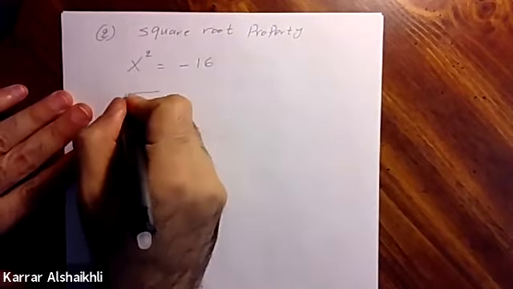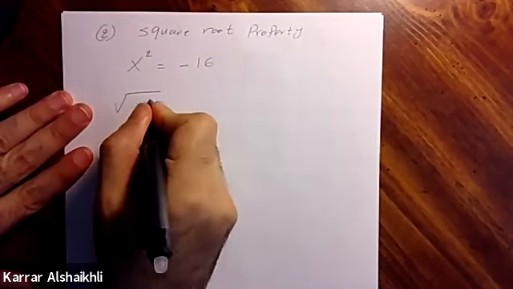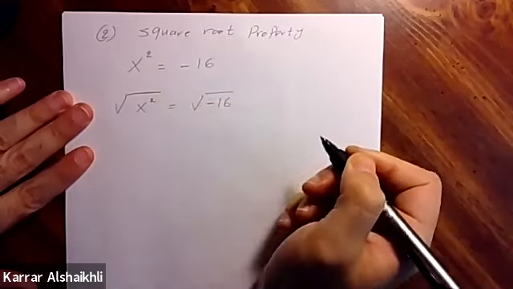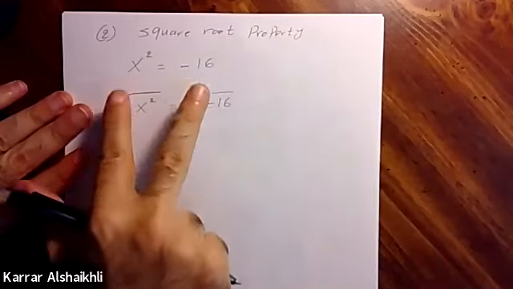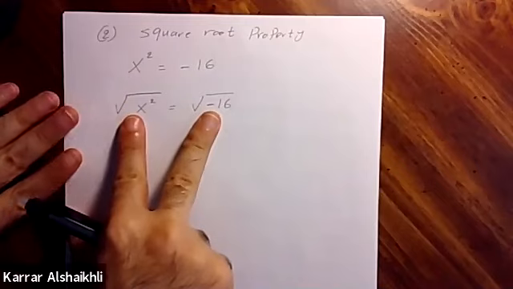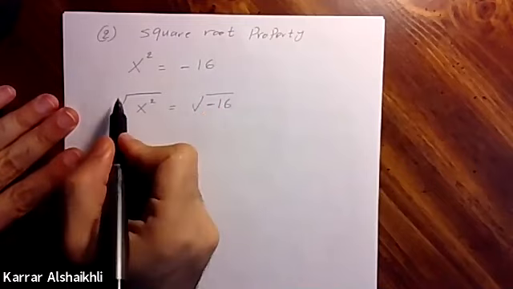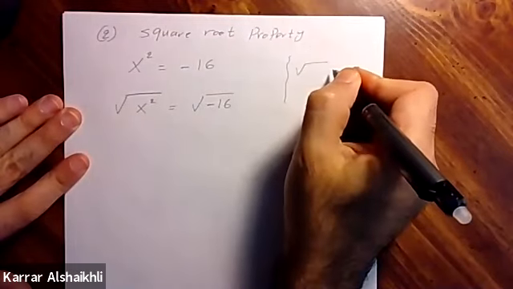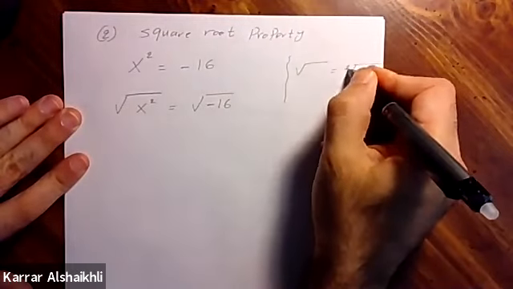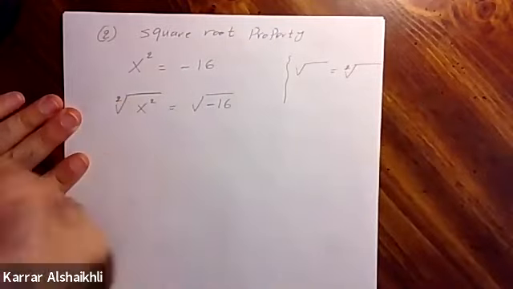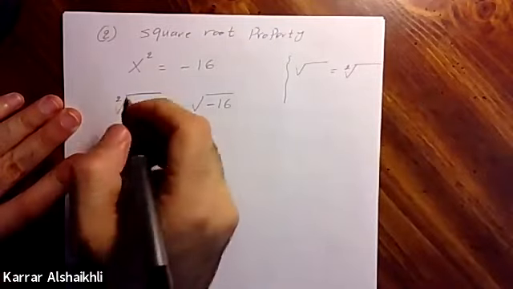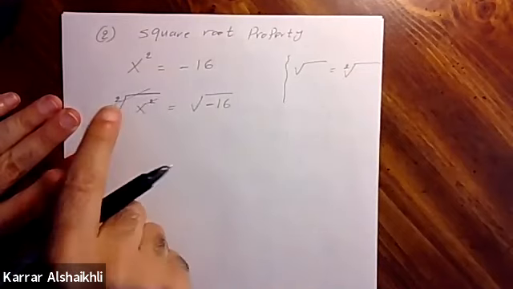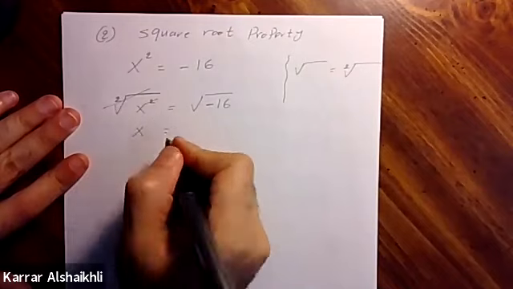That means it's going to be the square root for this side equal the square root for the second side. On this side, if you remember, when there is no root number, that means it's a square root. So I'm just going to cancel this root with this exponent. The leftover is just the x by itself.